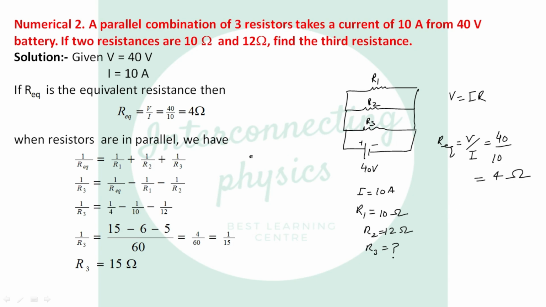Okay. Now, if resistors are parallel, then 1 over R equivalent equals 1 over R1 plus 1 over R2 plus 1 over R3. Now R equivalent is 4, R1 is 10, R2 is 12, and we have to calculate R3. So when we calculate, we get R3 is 15 ohm. Okay. Now numerical number 3.